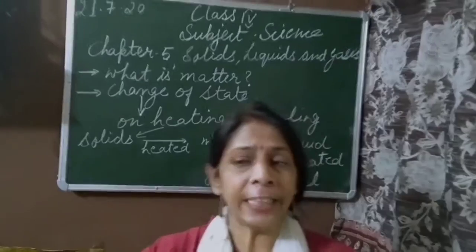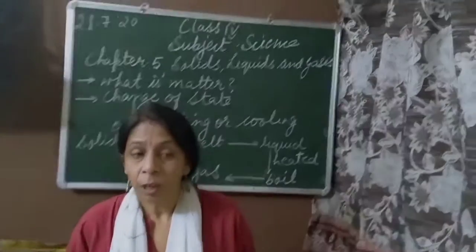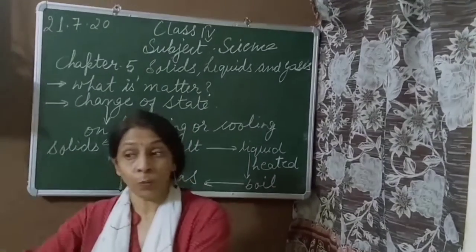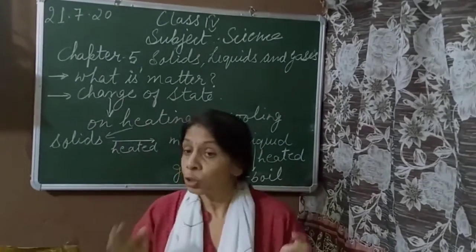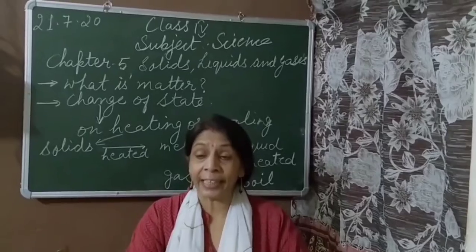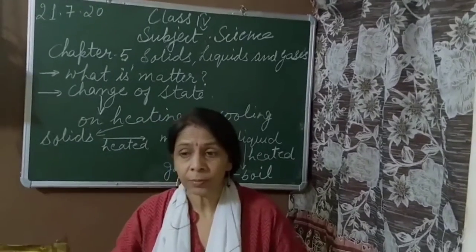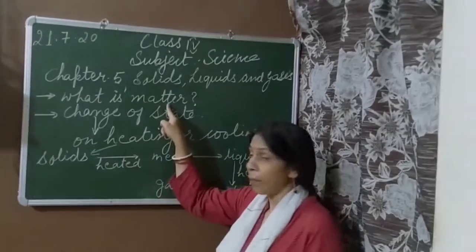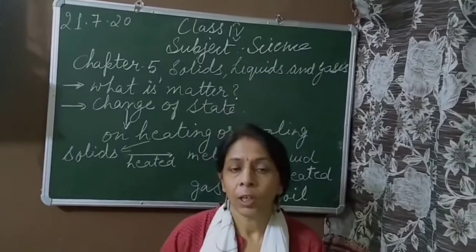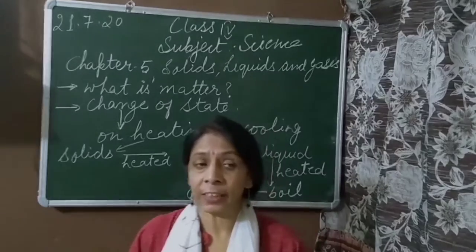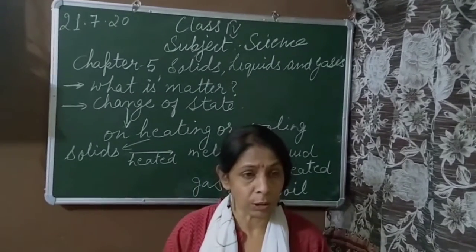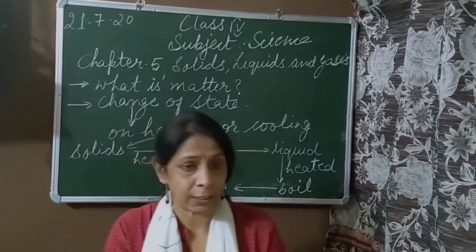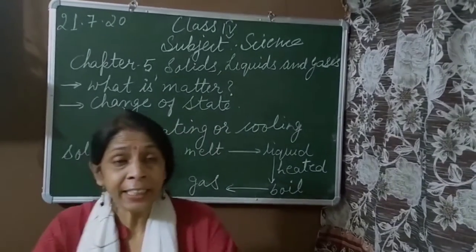There are many things around us. All these things take up space and have weight or mass. So, anything that occupies space and has mass or weight is called matter. All these matters are made up of molecules. And molecules are the smallest substance that exist independently.